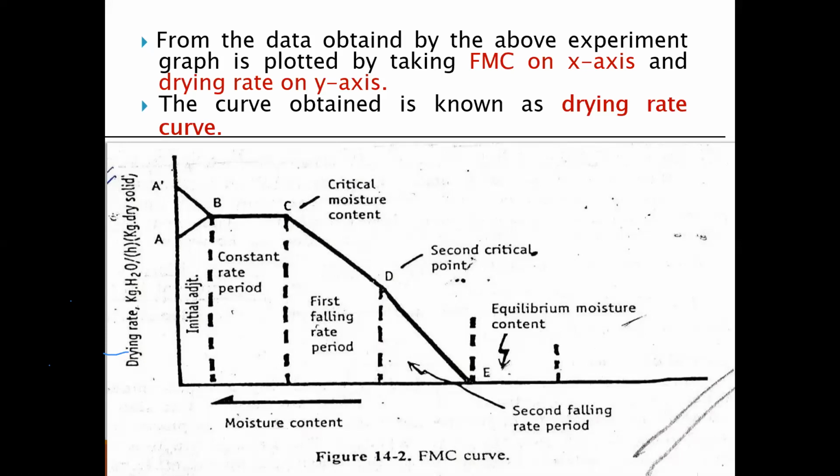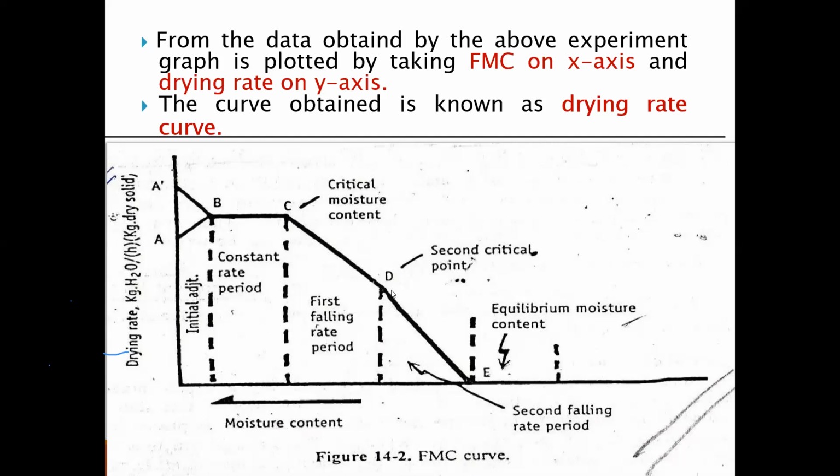So in this case, from C to D is the first falling rate, and the point D is called the second critical point, right? At this point, the film of water on the surface is completely evaporated, but the moisture contained inside is not coming to the outside. The surface water is completely evaporated. So that point is called the second critical point.